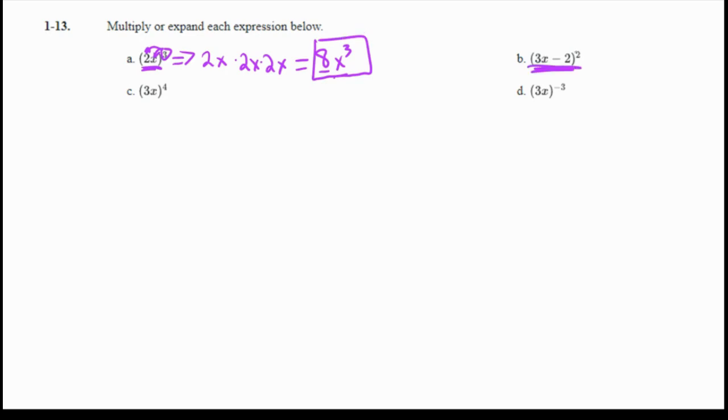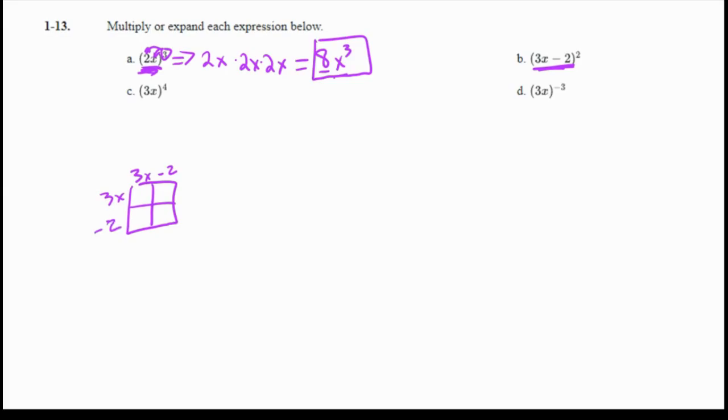For b, we cannot distribute it because of this minus sign here. We've got to be super careful when we're dealing with this one, because we can't necessarily just distribute that unless it's only multiplication or division happening in there. So instead, I'm going to go ahead and do this down below. I'm going to actually multiply 3x minus 2 times 3x minus 2.